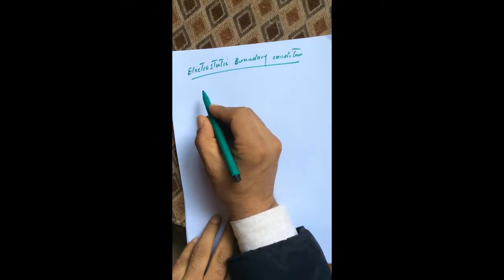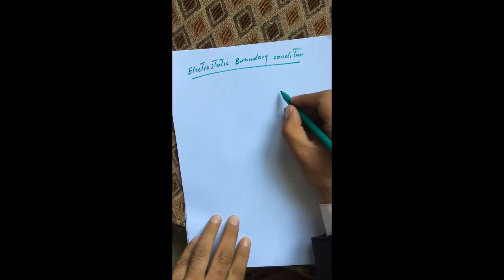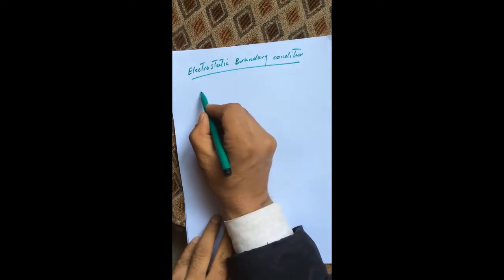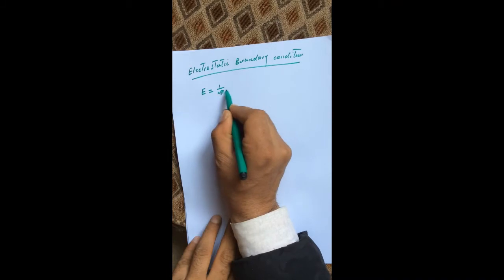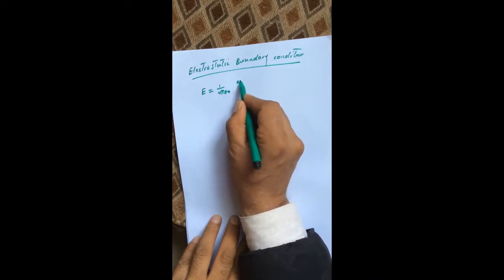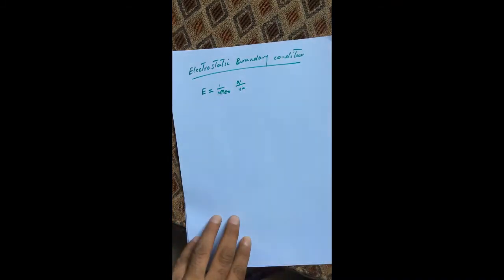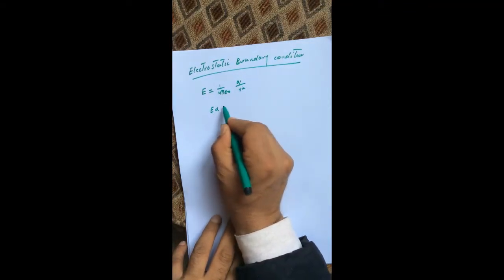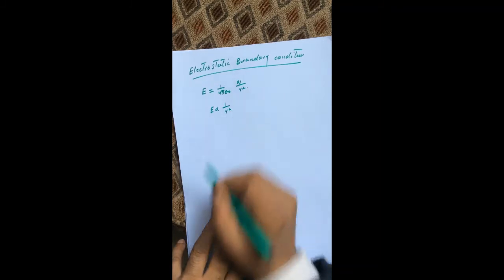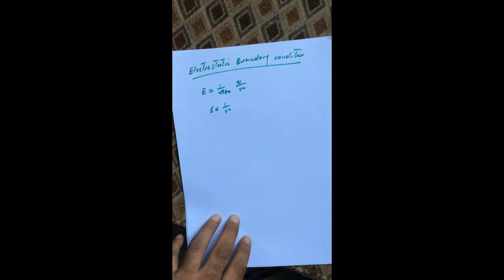Okay, next we have electrostatic boundary condition. As we know, suppose the electric field at point P, which is at a distance r from the point charge, is given by 1 over 4 pi epsilon naught q over r square. From this equation we can say that this electric field is inversely proportional to the square of the distance from the point charge.